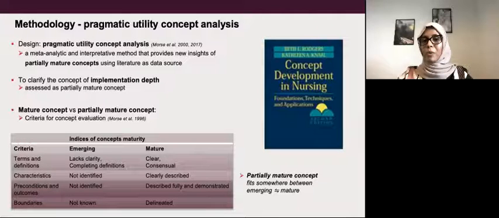An emerging concept would lack clarity and would have competing definitions, whereas a mature concept would be clear and conceptual. For the other features, which are the characteristics, preconditions, outcomes, and boundaries, for an emerging concept, these would not be identified and its boundaries are not known. Whereas for a mature concept, the different aspects or features of the concept would be clearly defined and fully described. So a partially mature concept fits somewhere between emerging and mature. And this is what we judge the concept of implementation depth to be, thus needing clarification.